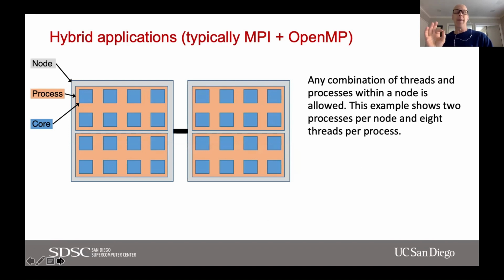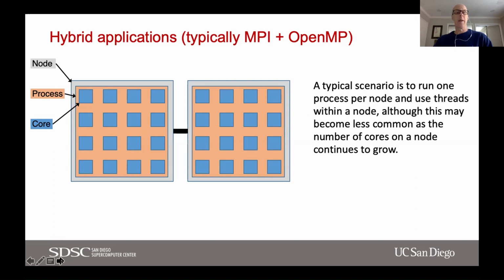Now, if we have a hybrid application, again, typically MPI plus OpenMP, we can use any combination of threads and processes within a node. This example shows 2 processes per node and 8 threads per process. So you can see that on each node, we have two of those orange rectangles, which are processes, and then our 8 threads within the process. For hybrid applications, a typical scenario is to run one process per node and use threads within a node, although this is becoming a little less common as the number of cores on a node continues to grow.